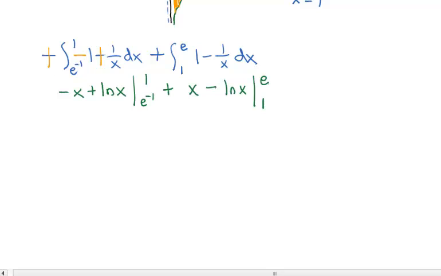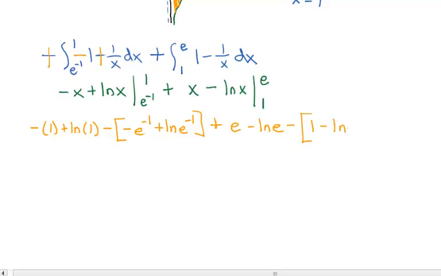So, let's plug those values in. We've got negative, first plugging in 1, plus the natural log of 1, minus the entire thing, which is negative e to the negative 1, plus the natural log of e to the negative 1, plus, the next part we start at e, so it's going to be e, minus the natural log of e, minus the entire thing, plugging 1 in, 1 minus the natural log of 1.